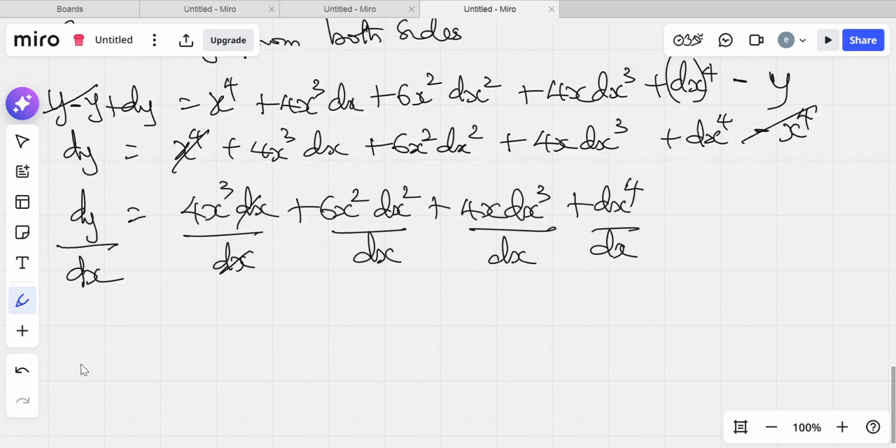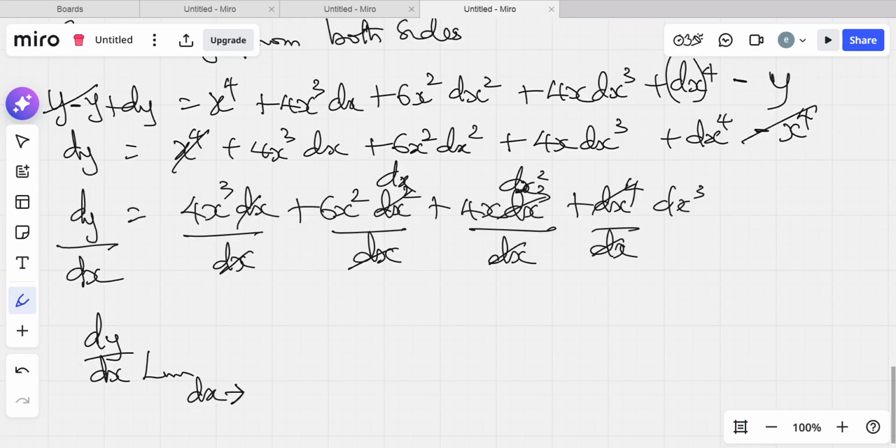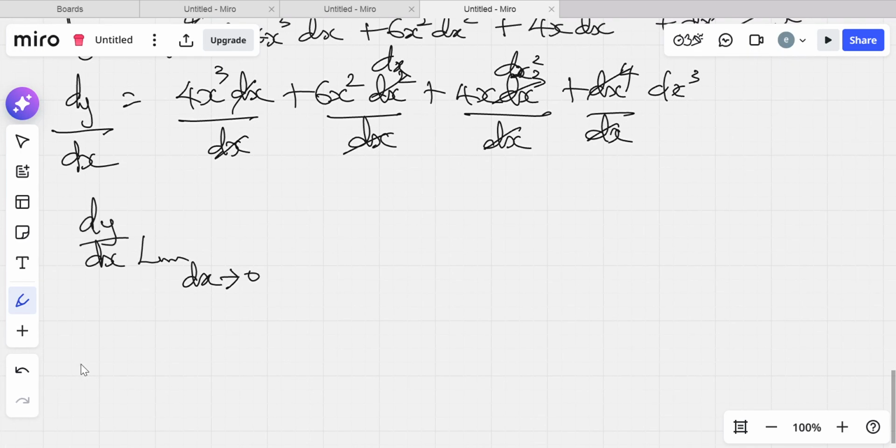Okay, so when you cancel out, you see that one dx is here, this one dx is still there, dx to the power 2, this one dx to the power 3. So what do you simply do? You now know what? That dy over dx, limiting dx to 0, I will now have what? That dy over dx is equal to 4x to the power 3.